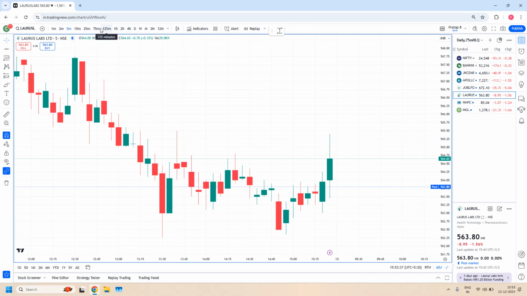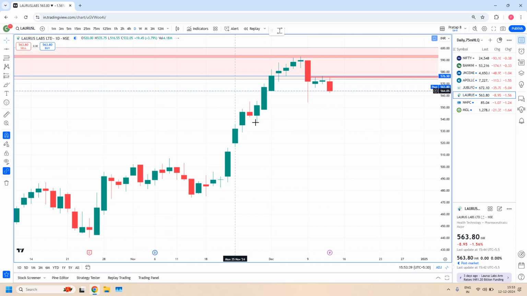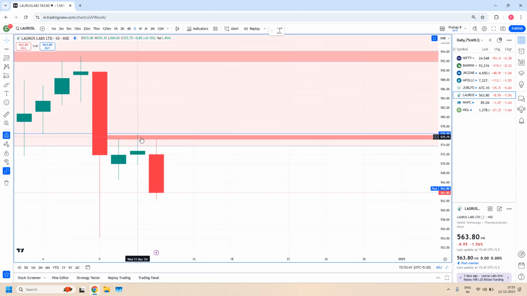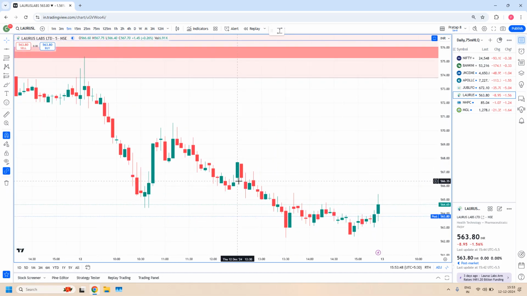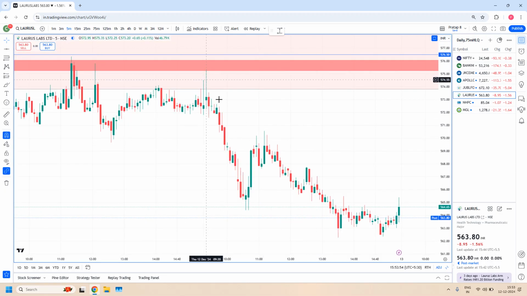Look into Laurus Labs. It is a daily zone. Inside the daily, we have a 5-minute zone. This 5-minute zone is a high liquidity zone. See, today prices entered into this zone when? Morning, the 9:20 candle. After that, see how much it moved.